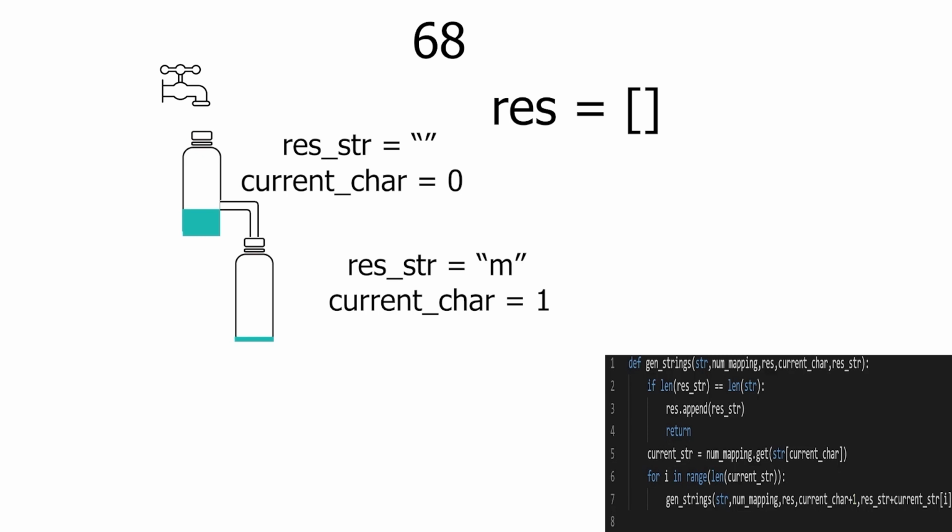So in the first function call, the very beginning, the first bottle, current string is going to map 6 to the string MNO and is going to iterate through each of those characters. So first it's going to iterate through m, and for that m, it's going to call this exact same function genStrings again. The only difference being result string is now m, and the current character is no longer 0, it's 1. We're no longer looking at 6, we're now looking at 8.